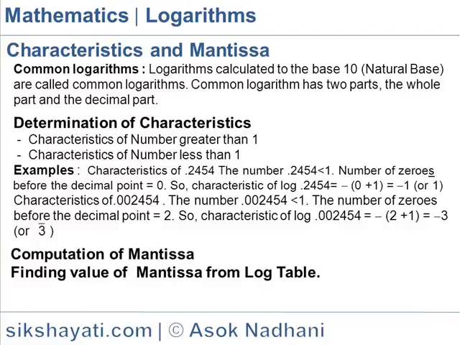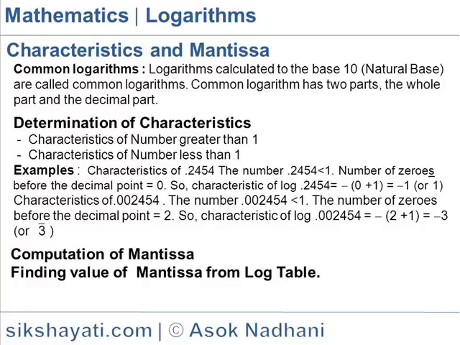The number 0.2454 is less than 1. The number of zeros after the decimal point is 0. So the characteristic of log 0.2454 is equal to minus of 0 plus 1, which is equal to minus 1. This you can write as 1 bar. So 1 bar means minus 1.